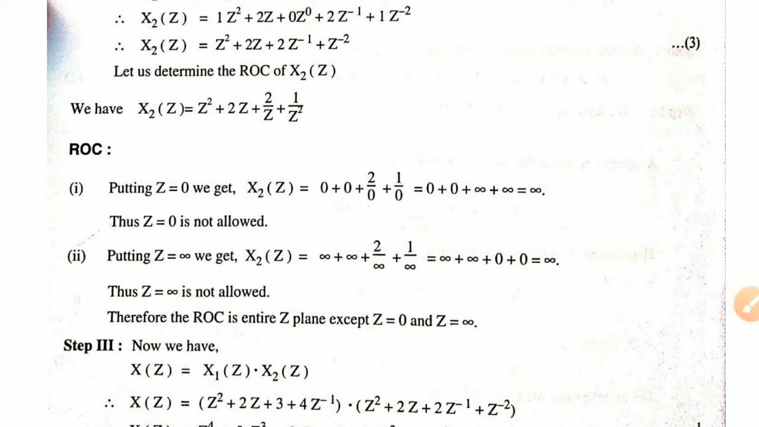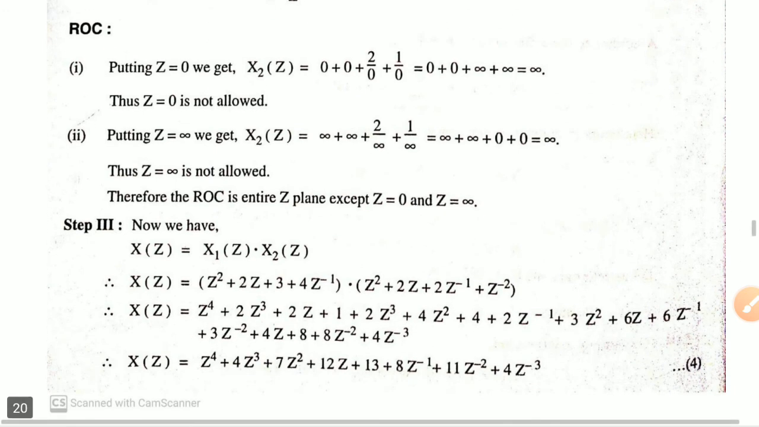What we have done up till now: we found the z transform of the first sequence, which is x1 of z, and then its ROC. Similarly, we found the z transform x2 of z of the second sequence x2 of n, and its ROC. In both cases the ROC will be the same, that is, the entire z plane except z equal to 0 and z equal to infinity.